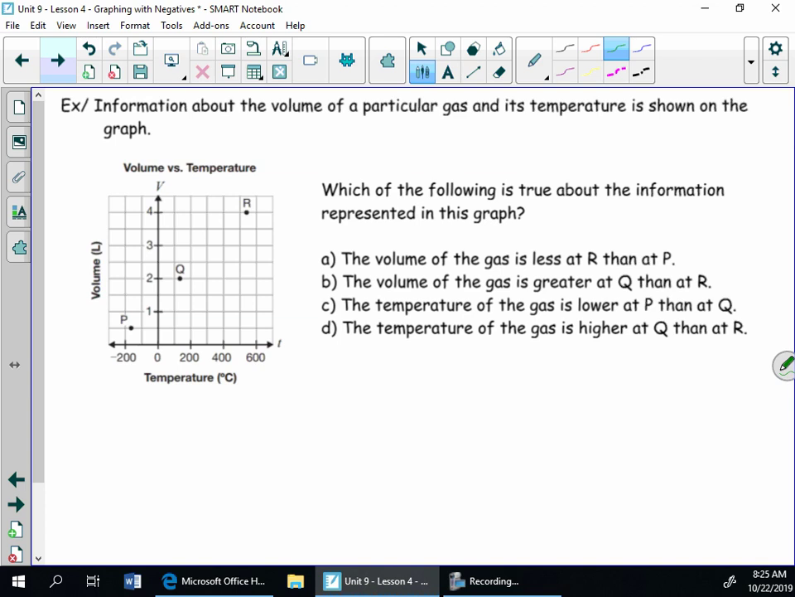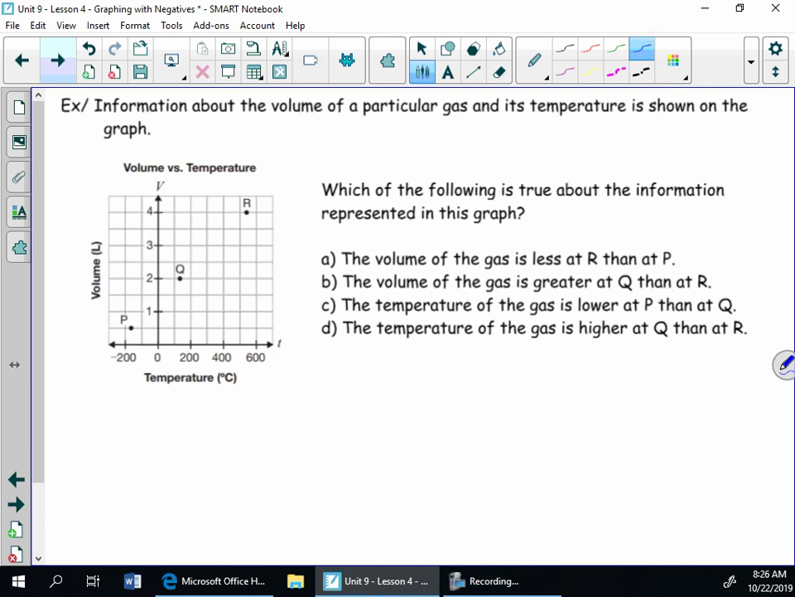Okay, let's try another one. Information with the volume of a particular gas and its temperature is shown in the graph. Which of the following is true with the information represented in this graph? So some of these gases have temperatures that are negative. As we said, temperature is a good example of negative numbers.